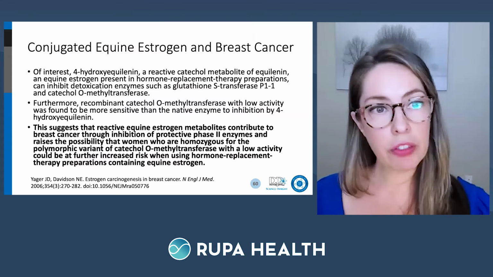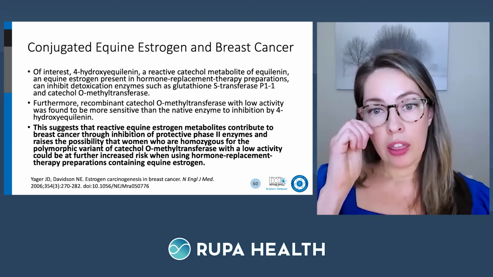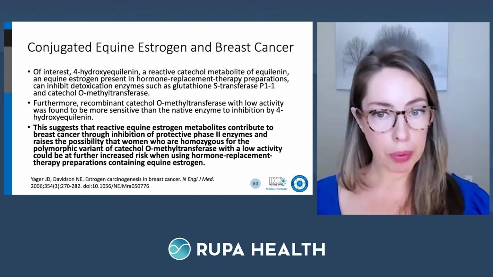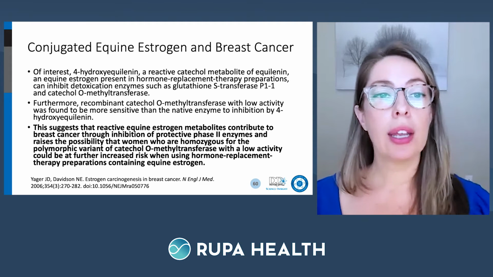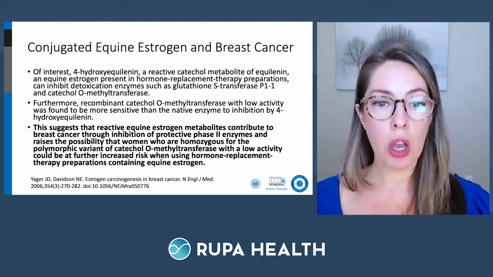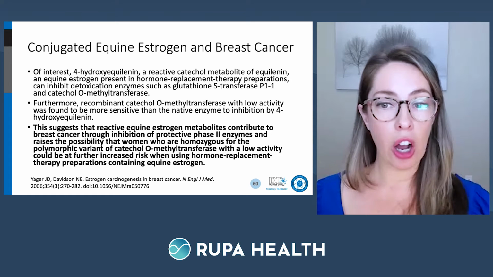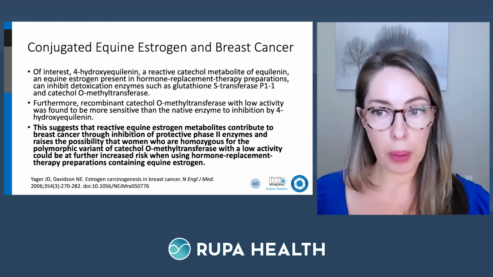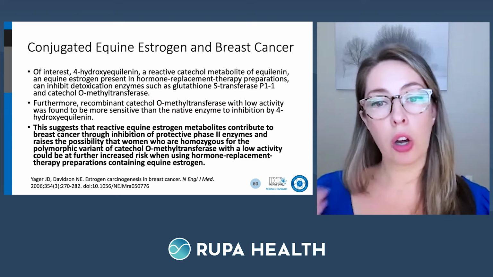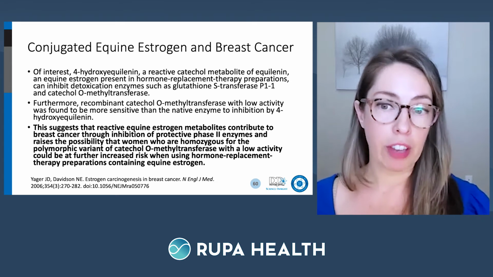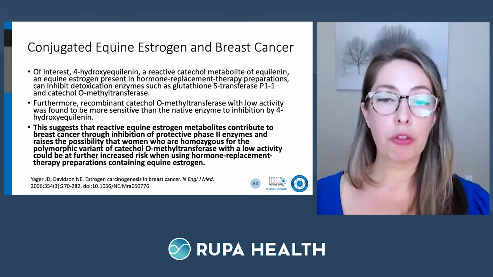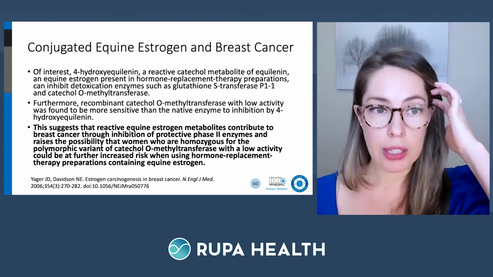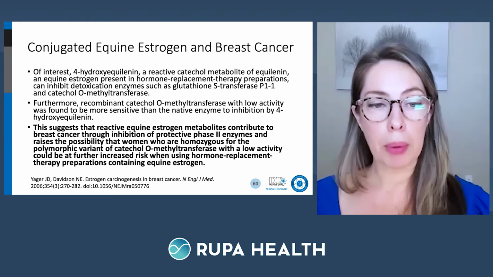I thought this was a very interesting study I found on the equine estrogen metabolites of conjugated equine estrogen, something like Premarin. They were actually showing this to inhibit the protective phase 2 enzymes. So they were saying, hey, be really cautious just with conjugated equine in general. You're potentially causing some increased risk of breast cancer, but specifically for the women who are homozygous for the polymorphic variant of COMT, that's actually going to further make that COMT very sensitive to damage from these estrogen metabolites.